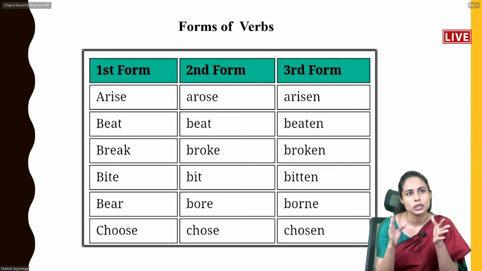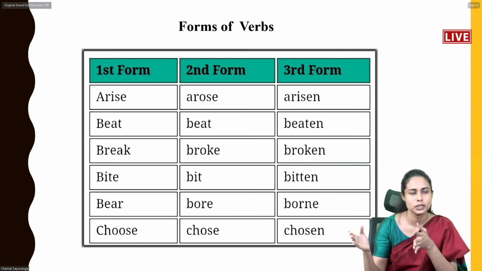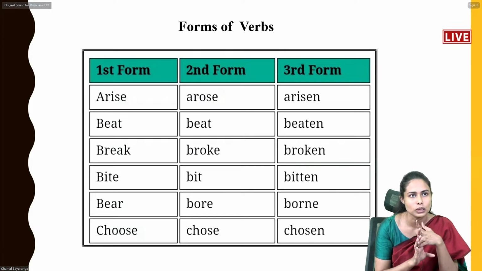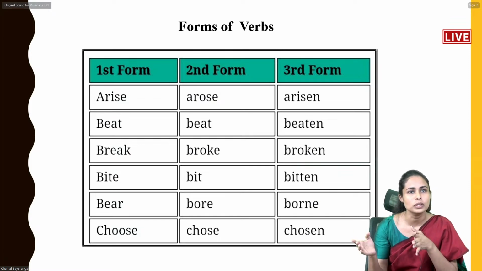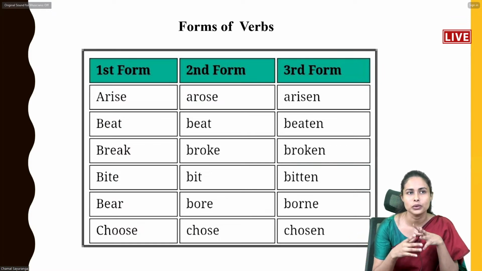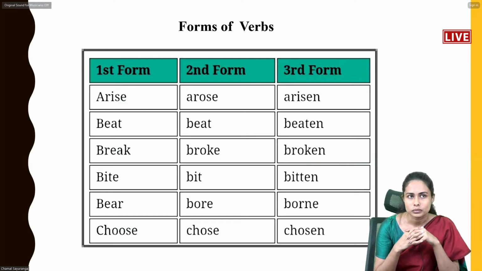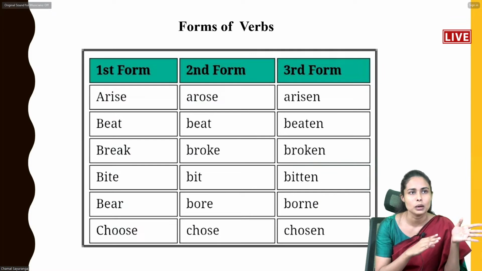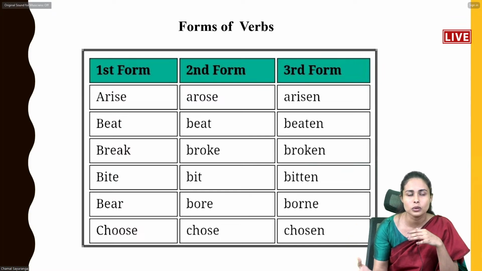Now here, when it comes to the forms of verbs, there are 2 types of verbs: regular as well as irregular. Regular verbs, can you tell me what regular verbs are? Regular verbs means when we add ed to the main verb, then it becomes past tense, and sometimes the past participle is also the same. Those are regular. Irregular verbs are those where the past tense or the past participle is another word, just like these examples: arise, arose, and arisen, 3 different words.